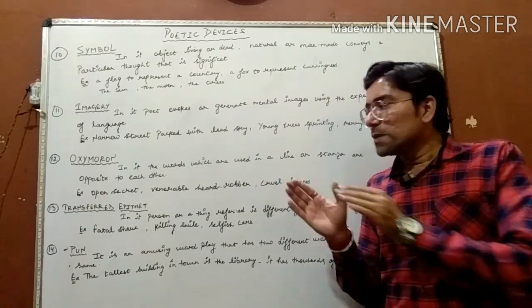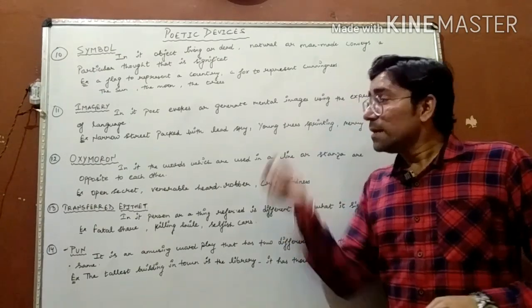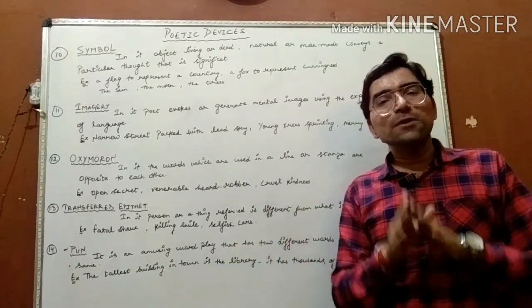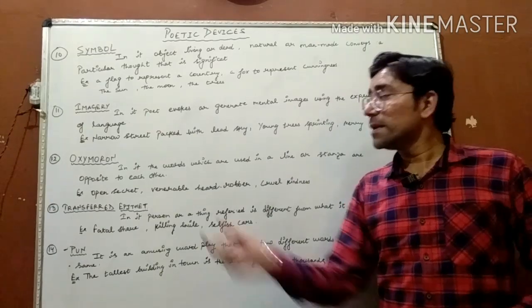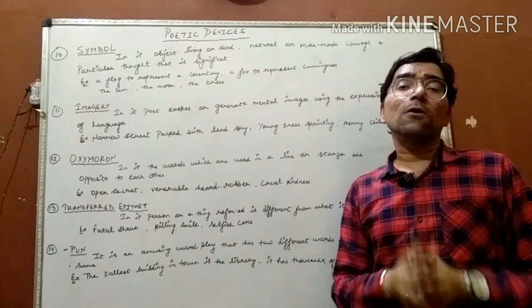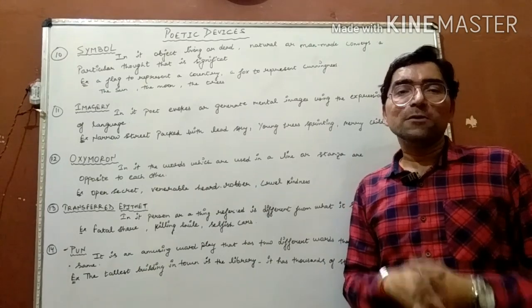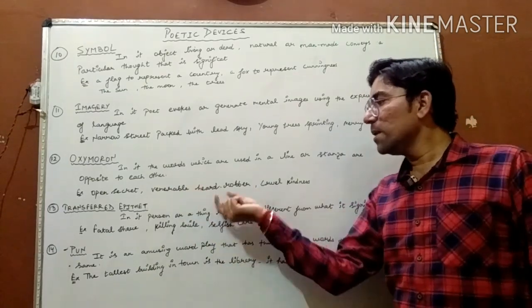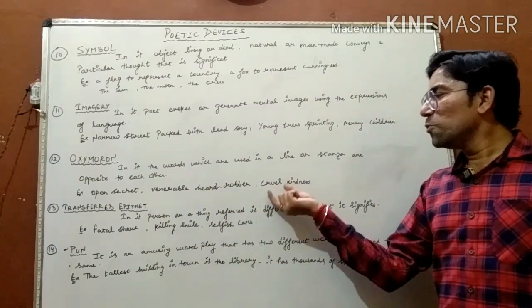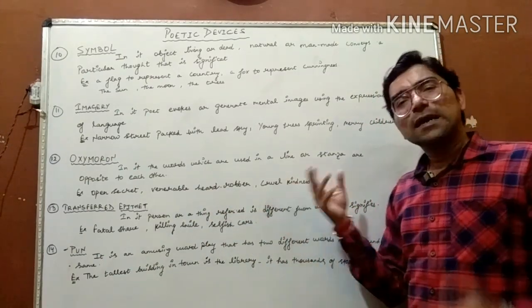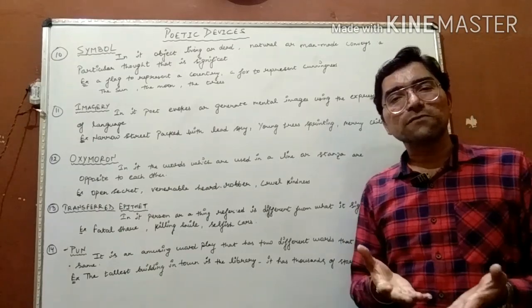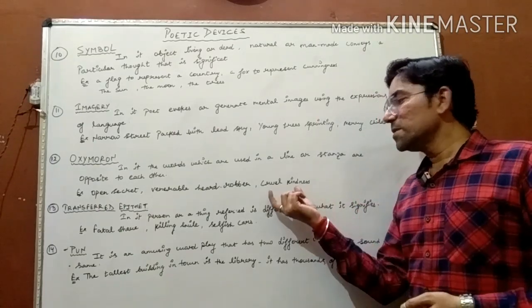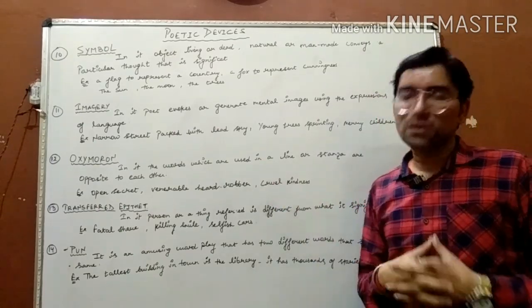So you all must understand this clearly, that in antithesis exact opposite words are used, but in oxymoron the meaning of the words is opposite. For example, venerable herd robber. Next is cruel kindness. Once again, cruel, a negative word, kindness, a positive word. Both negative and positive words working together in oxymoron.